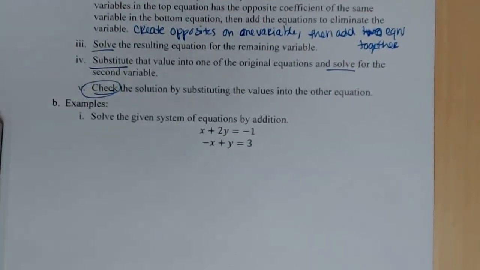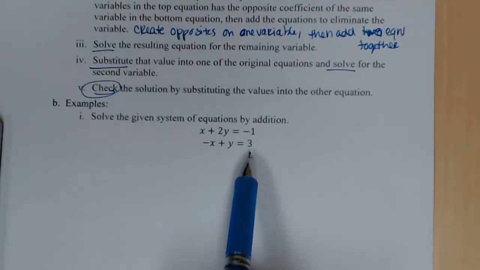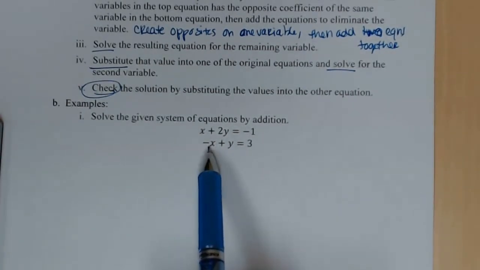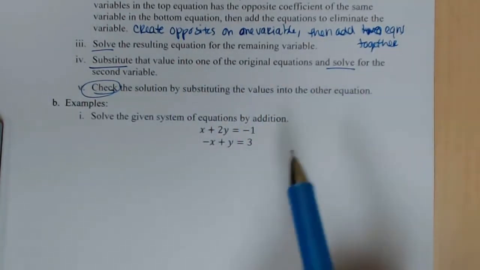I'm going to do different kind of ones. First thing you want to do is you want to line up your variables and constants. See your x's, your y's, your constants. Step 2, you want to create opposites on one variable. What I mean by opposites is, notice this is a 1 and a negative 1, such as a 2 and a negative 2, 10 and negative 10, so a number and its negative counterpart. Once you create the opposites, you're going to add the two equations together.